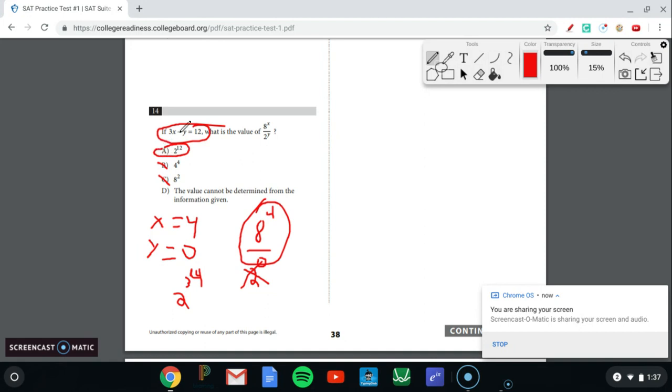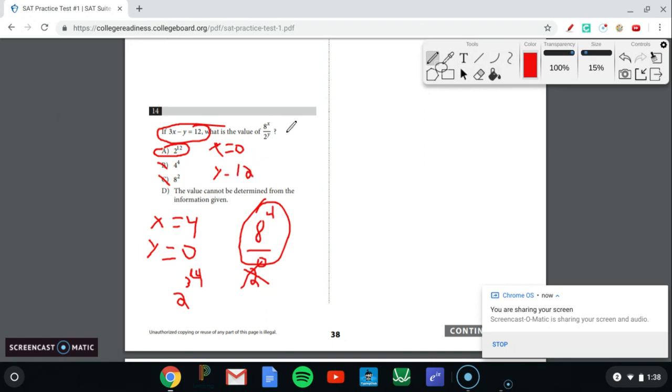But let's say we chose two different numbers for x and y. Let's say x is 0, which would mean y is negative 12, because 0 minus the negative 12 would equal 12. So we're going to say that x is equal to 0 and y is equal to negative 12. Well, I said anything to the 0 is equal to 1.